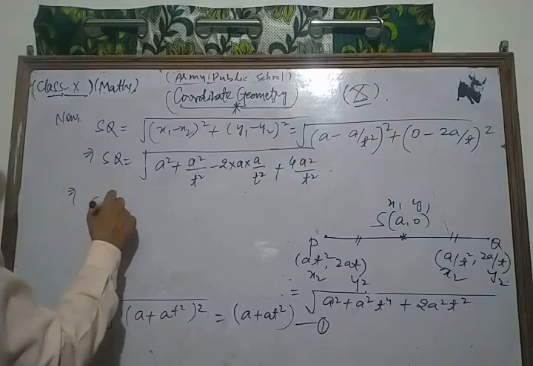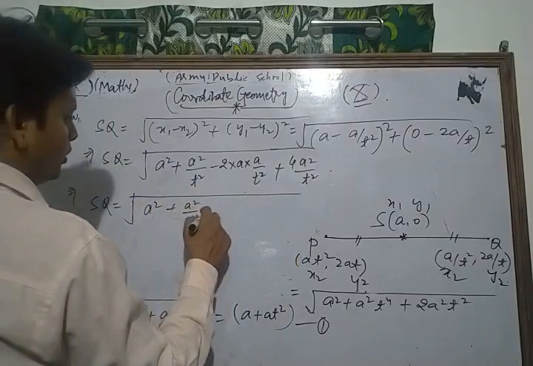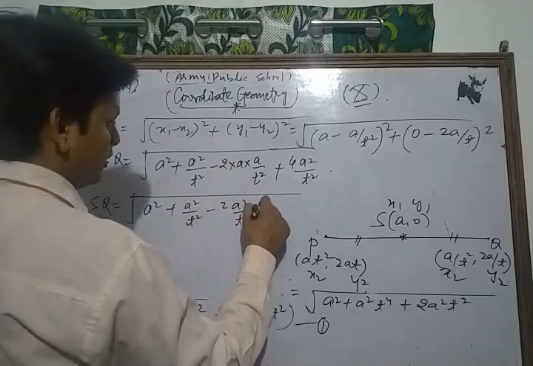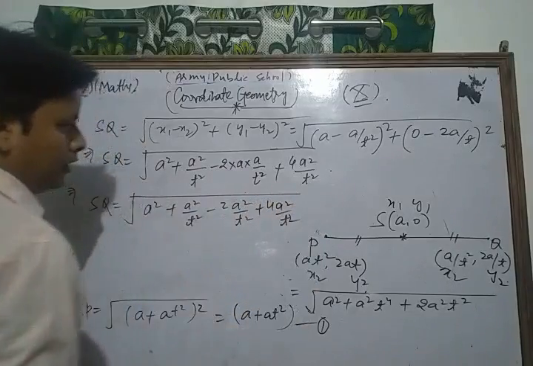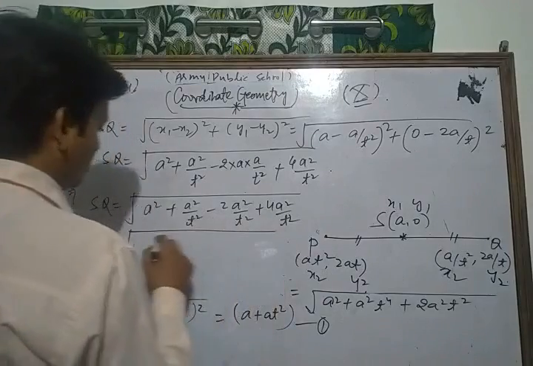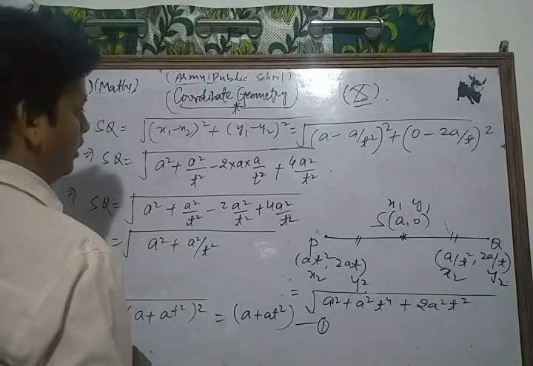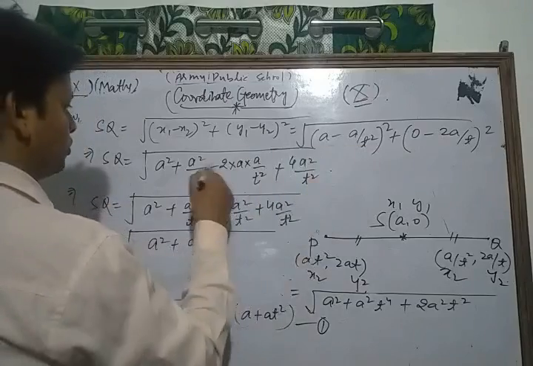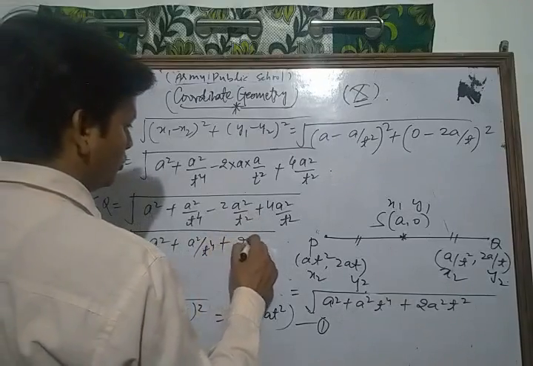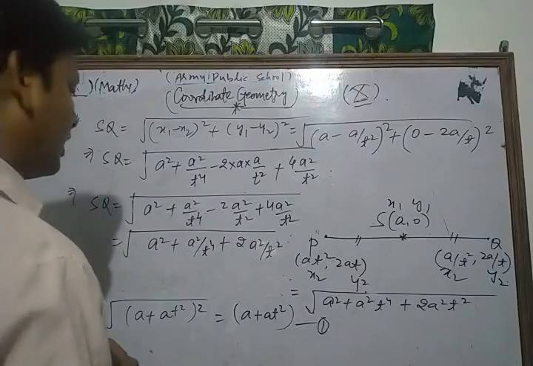So we get SQ is equal to, this is a square plus a square upon t square. Now let's see here, this is 2a square upon t square plus 4a square upon t square. Both are like terms, so we add them. So we get, in square root, a square plus a square upon t square. Sorry, t power 4 here, because of t power square. So here we get plus 2a square upon t square is left.